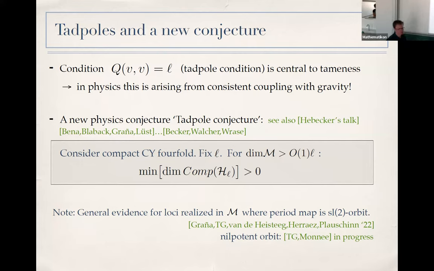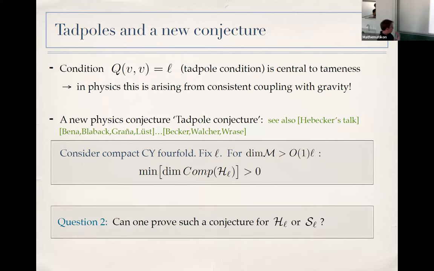I agree. Yeah. So that's exactly the challenge. The challenge is to take the fuzzy physics literature and translate it into something mathematical with the probability. So my second question is, can one of you please prove this conjecture for the Hodge locus or for the self-dual locus? So I think Arthur would say for the self-dual locus, it's certainly not true. It's a feeling, but I agree that it's much more challenging.